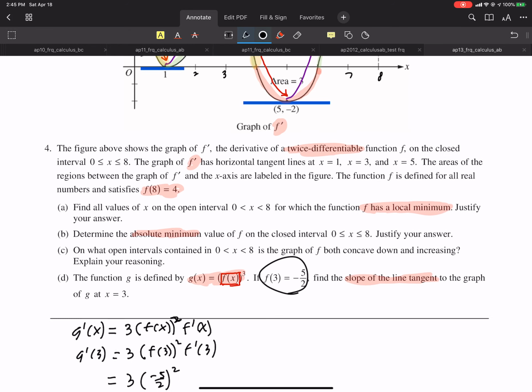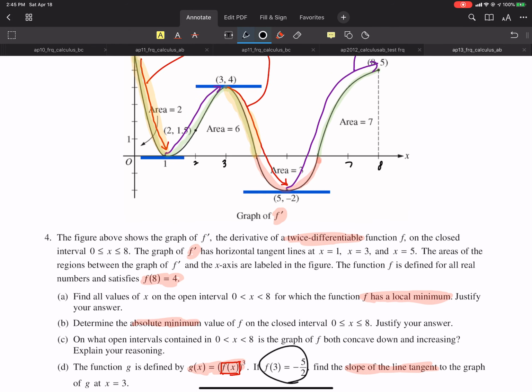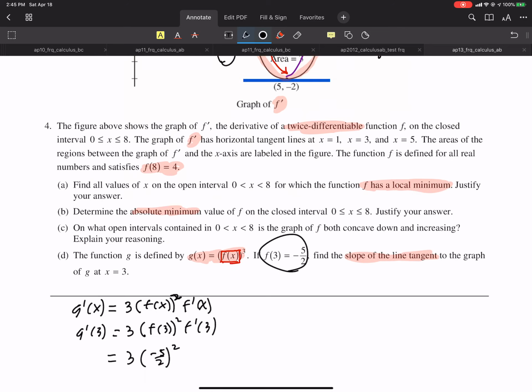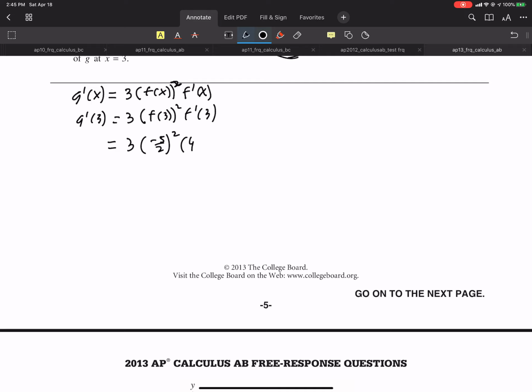Are we given f prime at 3? Yes. F prime at, so here's 3. This is the graph of f prime, so it's 4. Answer, done.